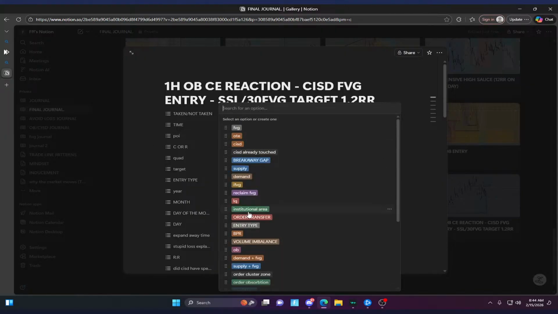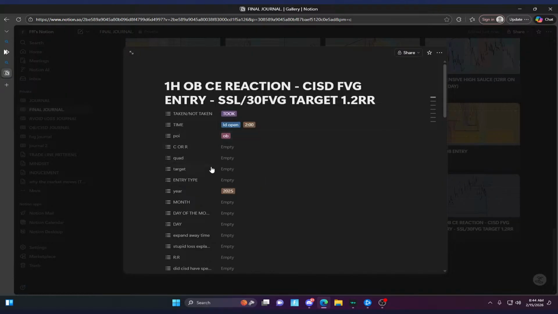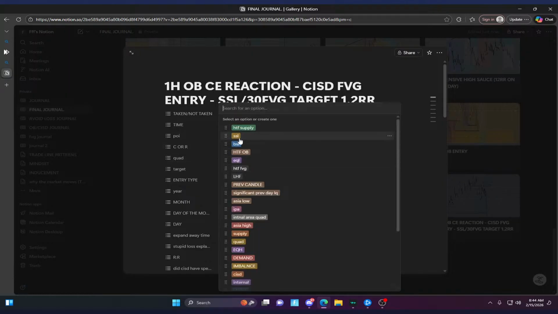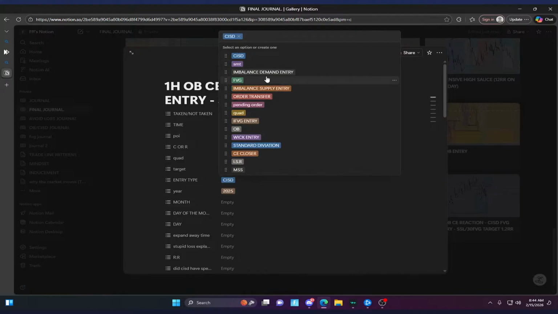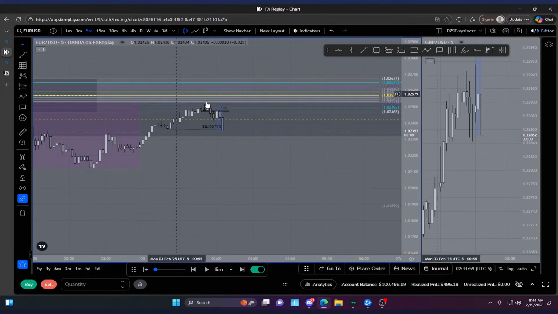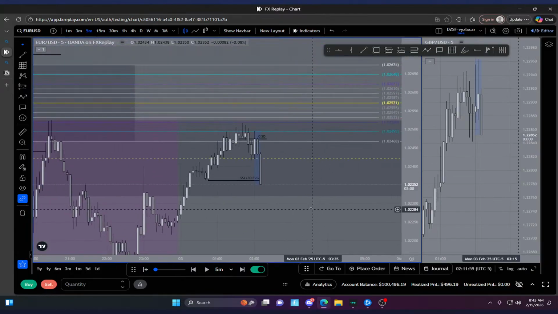PY OB. Target sell side. And then high time frame FEG. CISD. Probably had something too as well. Yes, it did.